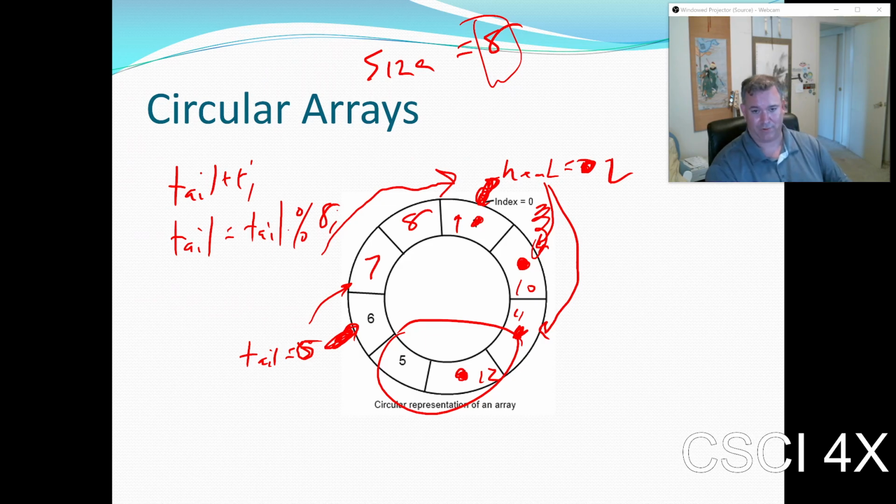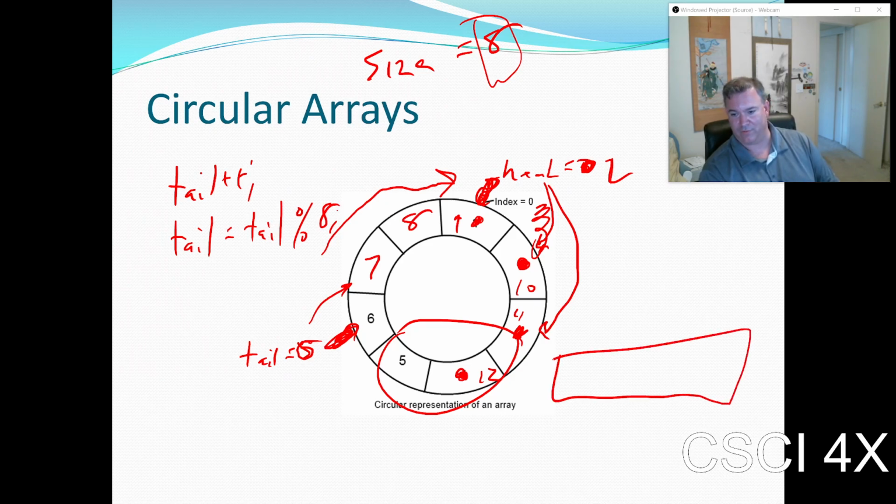So every time you push, tail increases by 1, index 4, index 5, index 6, index 7, index 0. Index 1, index 2. And so it'll just keep going around in a circle. Now, these things are called circular arrays. In RAM, though, they're just a regular array. What happens is that when you go off the edge of one array, you come back in on the other side. And so you use the power of modulus for that. And it allows you to have a little buffer.